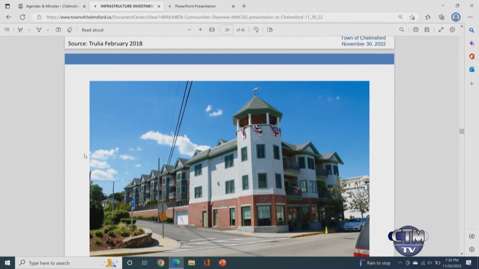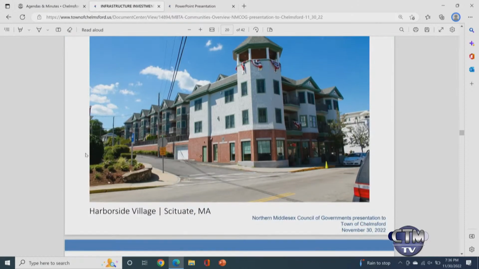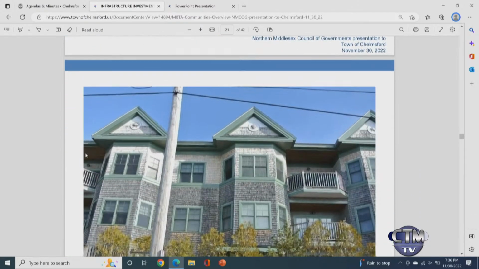Try looking for a unit at that price in one of these communities. It is not easy to find, but as you build more densely, you do end up changing the price points quite a bit. And this is what it looks like from the street.